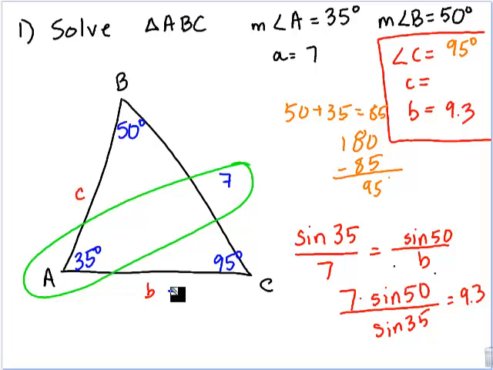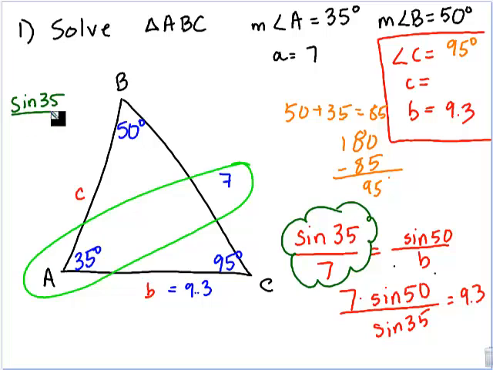Okay? All right, which side now do we have to find? C. So to find C, we are going to set up a law of sines to find C as well. We're going to start off using the same sine of 35 over 7. We're going to use this one for any law of sines we set up here. But now we're going to take the sine of our other angle over C. So we'd say sine of 35 over 7 is equal to sine of 95 over our side C.